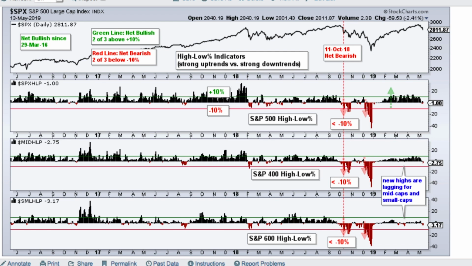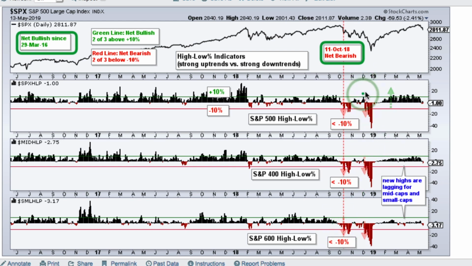So if we look at this indicator, the high-low percent indicators have been dragging their feet for small caps and mid caps. So we had a bullish signal back here in March 2016, and that did not turn bearish until October 2018, when all 3 moved below minus 10%. And when you get that kind of a move, it shows you that there's a lot of stocks making strong downtrends, because if you're hitting a 52-week low, you're in a strong downtrend. And so when high-low percent goes below minus 10%, it's a lot of stocks in strong downtrends.